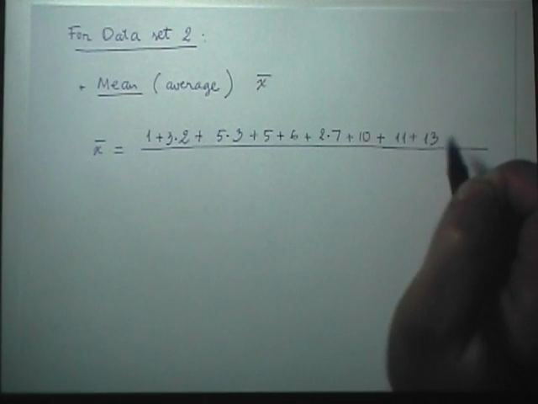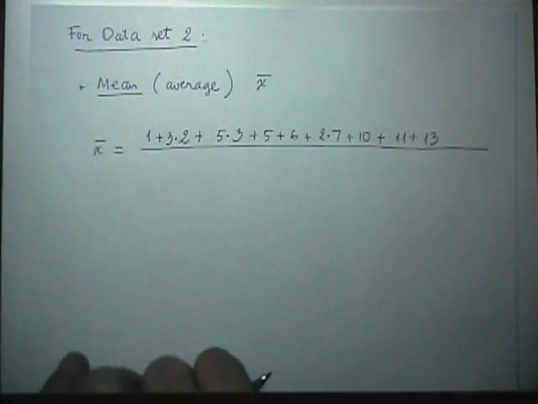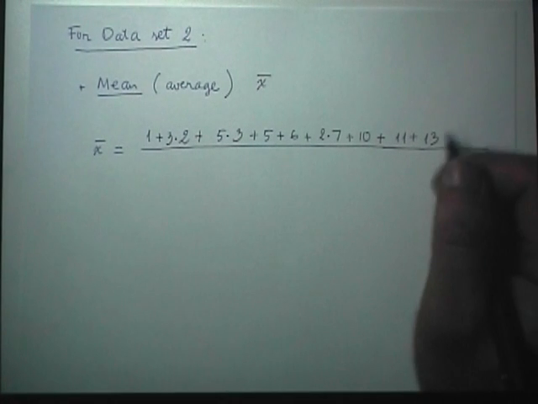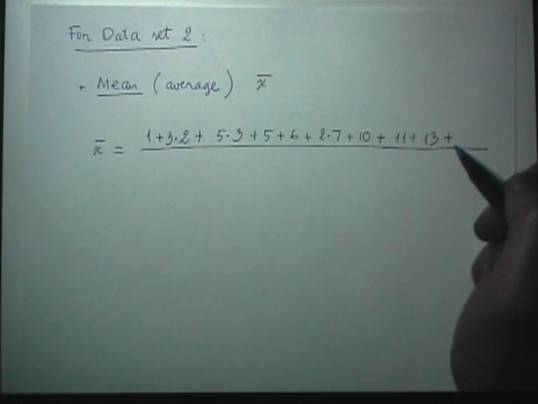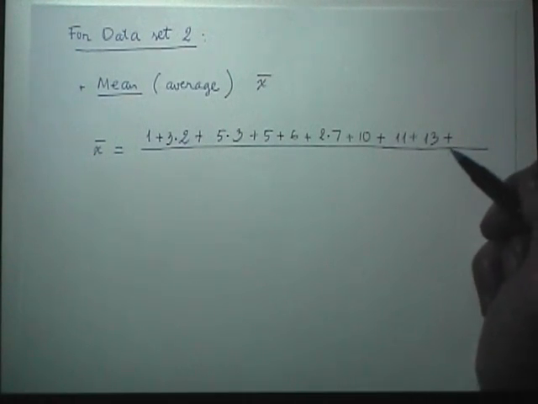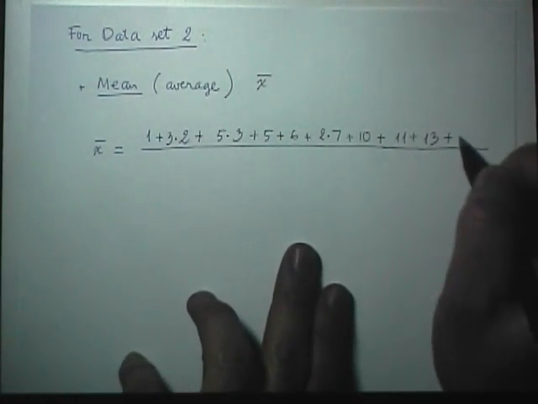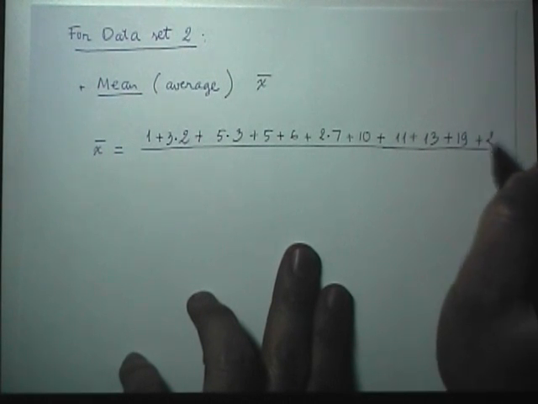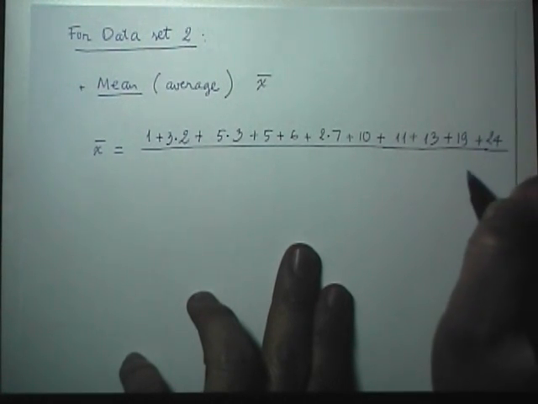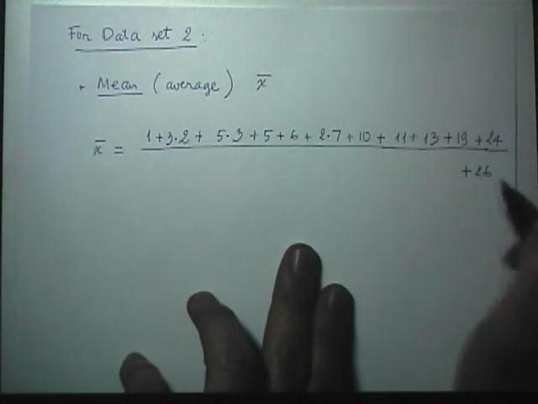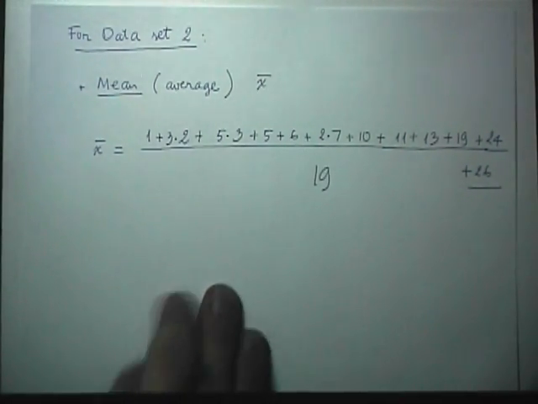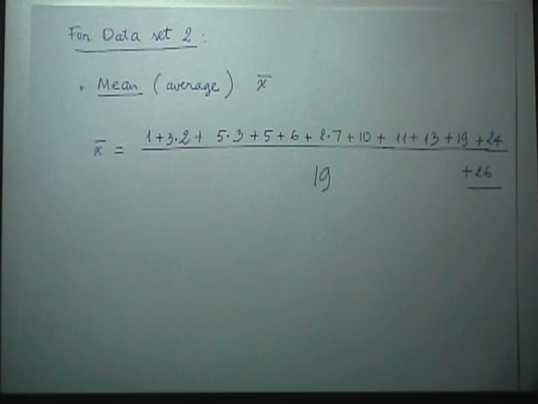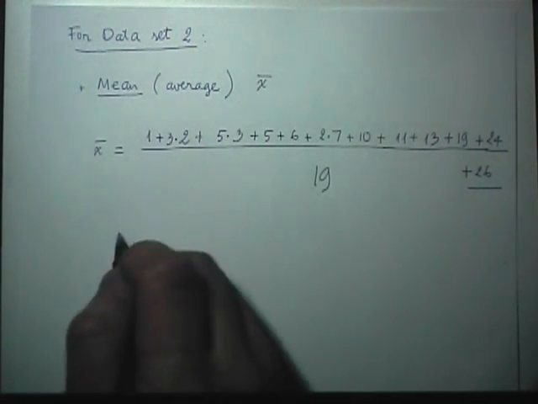Even though you've shortened some of the work, it's still long and tedious work. I agree. But it's okay. That's what statisticians do. As long as you're being a statistician, you are not alone in doing all this. Plus 13 plus 19 plus 24. I'm running out of space here, so I'm going to come down to the bottom line a little bit at plus 36, and then all over 19. So 19 here is the big number, all over 19.